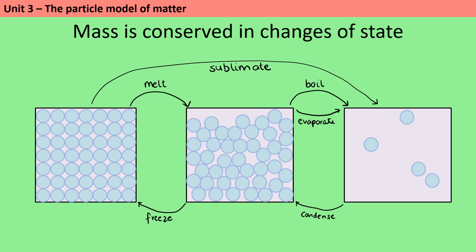So if you take a kilogram of ice and you melt it and then you boil it, you would get a kilogram of steam. So actually, I suppose my diagram isn't great because it makes it look like I've lost some particles somewhere, whereas really my box for gases should just be a much, much bigger box with the same number of particles in it.